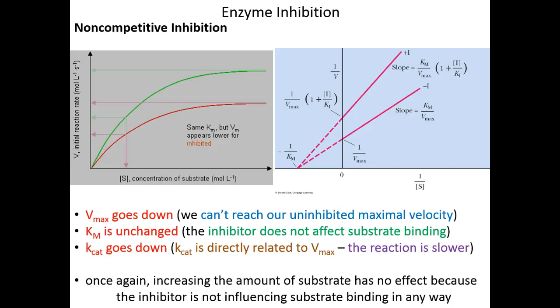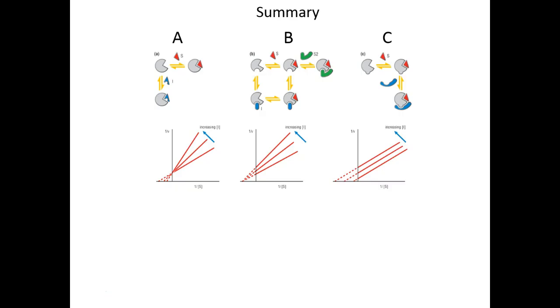As we increase the amount of substrate, we can't affect Vmax because substrate binding has nothing to do with the inhibitory mechanism. There's no way we can swamp out the effects of the inhibitor with increasing amounts of substrate.